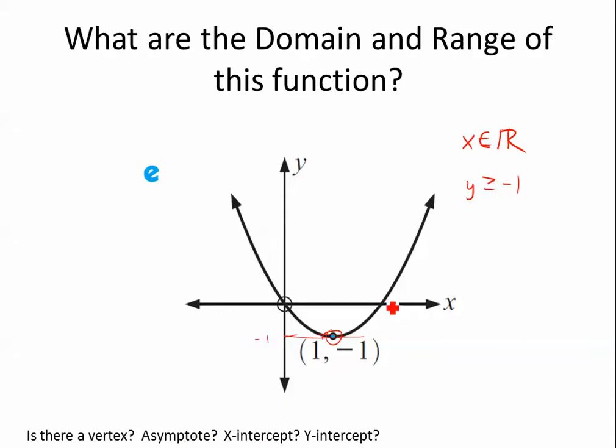Is there an x-intercept? Why, yes, there's 2 of them, Mr. Bywater. There's 2 right there. I see 1, I see 2. Yes, yes, yes. Is there a y-intercept? Yes, the y-intercept is right there at 0, 0. All right, let's go on and look at another one. Here we go.